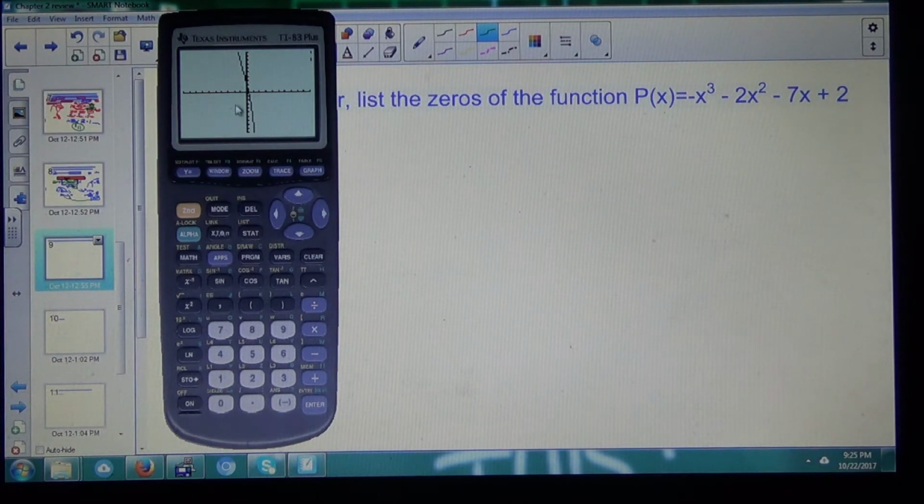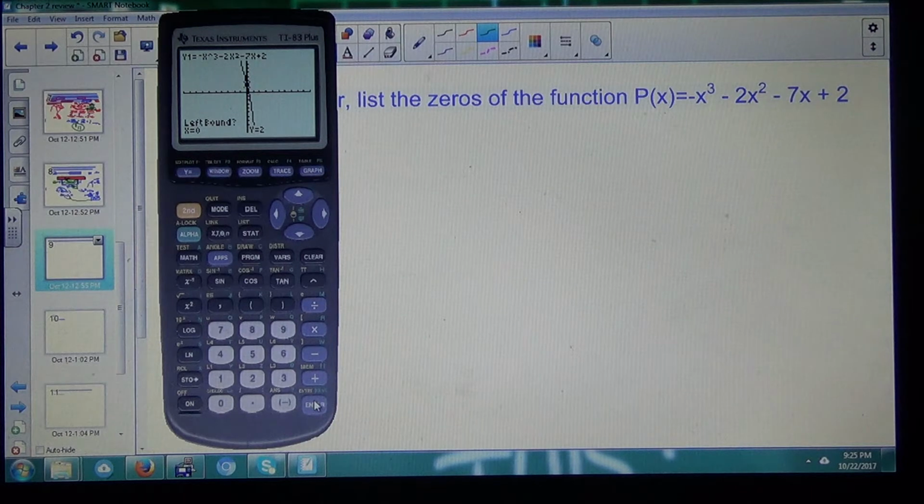Okay, on this problem, it looks like there's probably 1 zero right here. So how do I find that zero? I go second, calculate, that'd be the trace button up here. The zero. Okay, left bound means to the left of the zero, which means to the left side of where it crosses the x-axis. So on this graph, left of that would be above. So right now, I'd actually be fine right here.